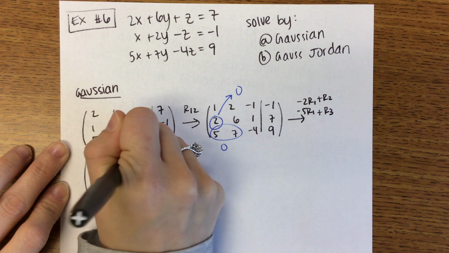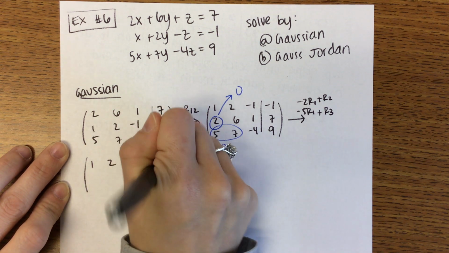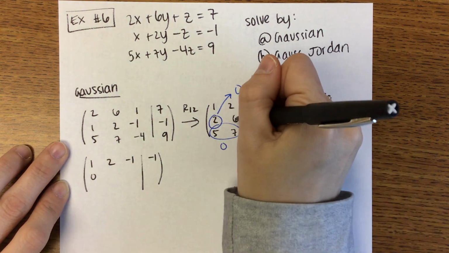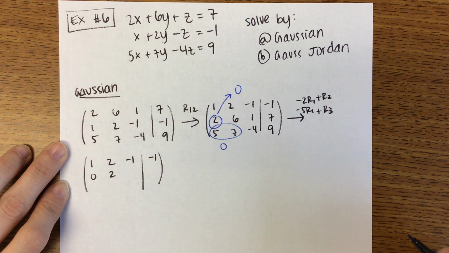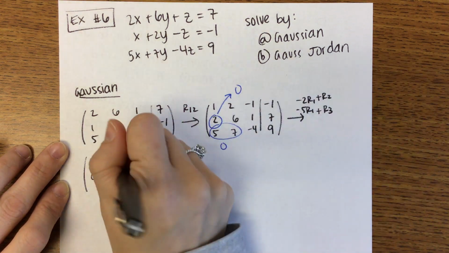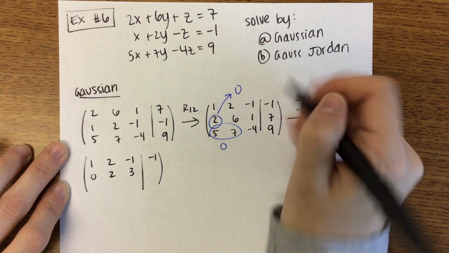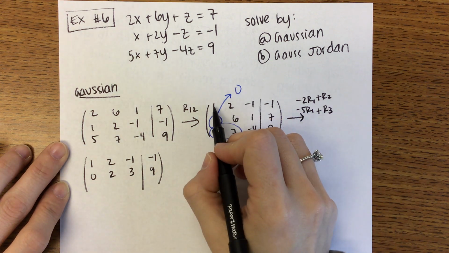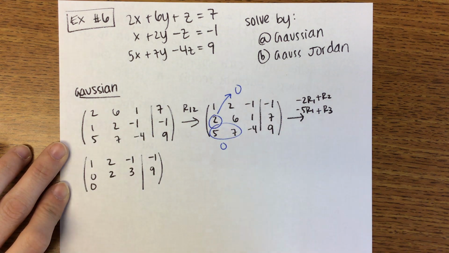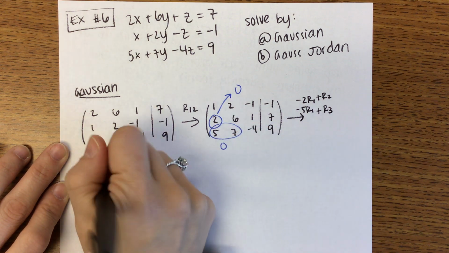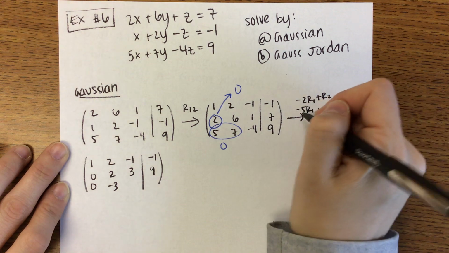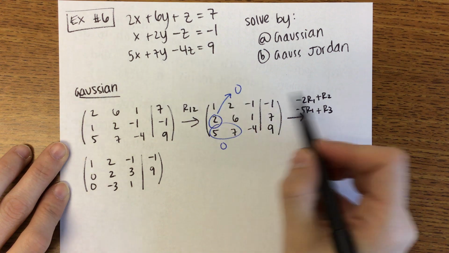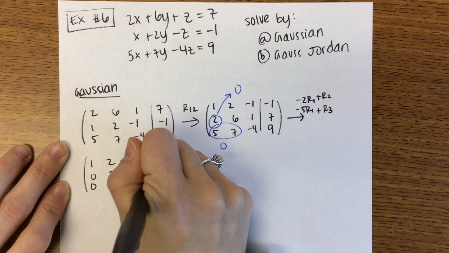So first row stays the same. I have negative 2 add 2 is 0. Negative 4 add 6 is positive 2. Positive 2 add 1 is going to give me 3. Positive 2 add 7 will give me 9. Okay, negative 5 add 5 will give me 0. Negative 10 add 7 will give me negative 3. 5 add negative 4 will give me 1. And then 5 add 9 will give me 14.